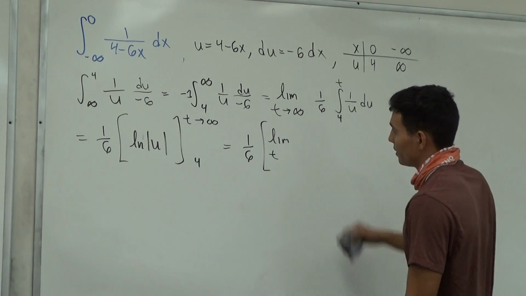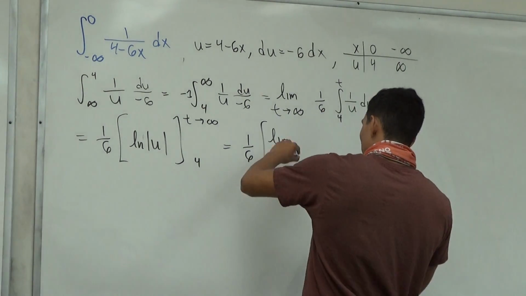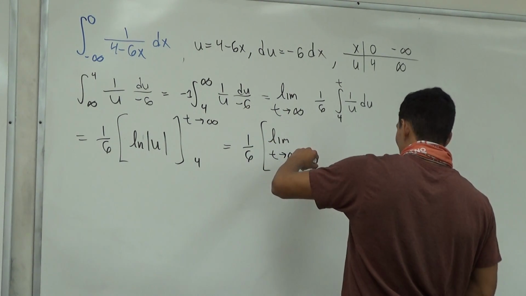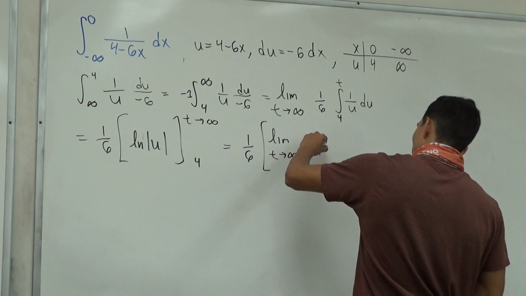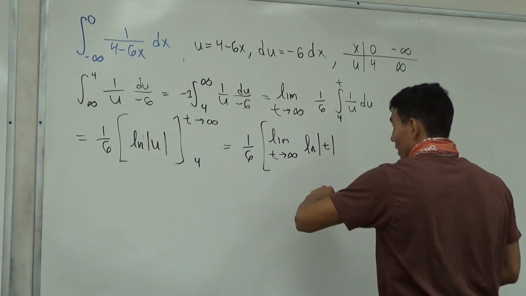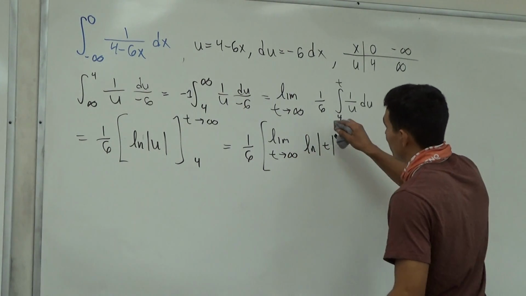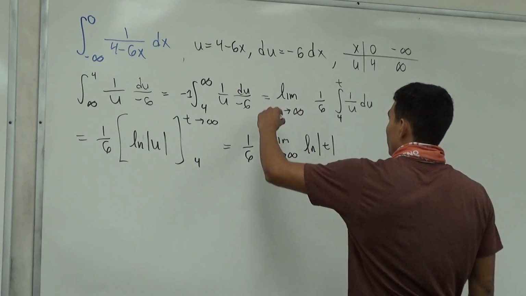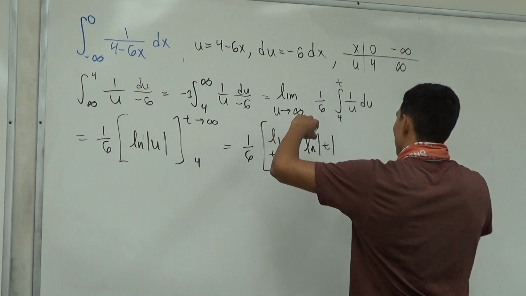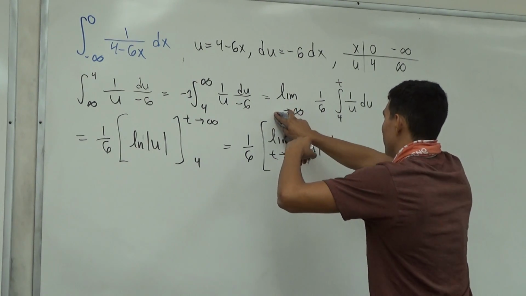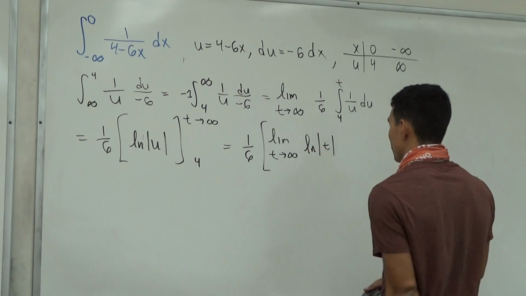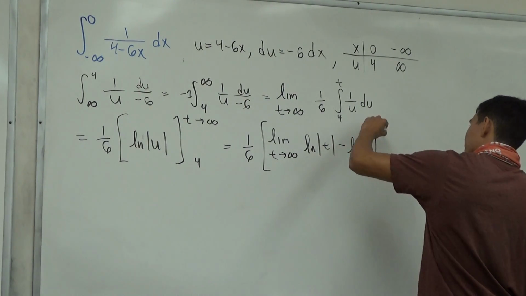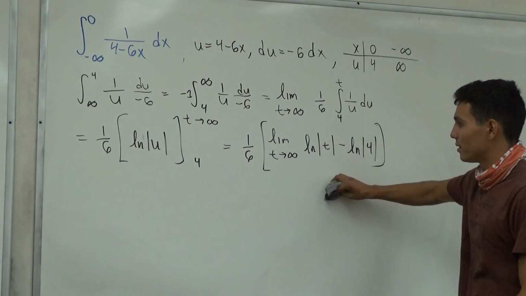In other words, you can rewrite this as 1/6 limit as t goes to infinity, right? Okay, so I'm going to write this as t goes to infinity, and then it is kind of abusive notation here, as ln of t. And I think only some textbooks do this notation right here. Minus ln of 4. Okay, so this is it.